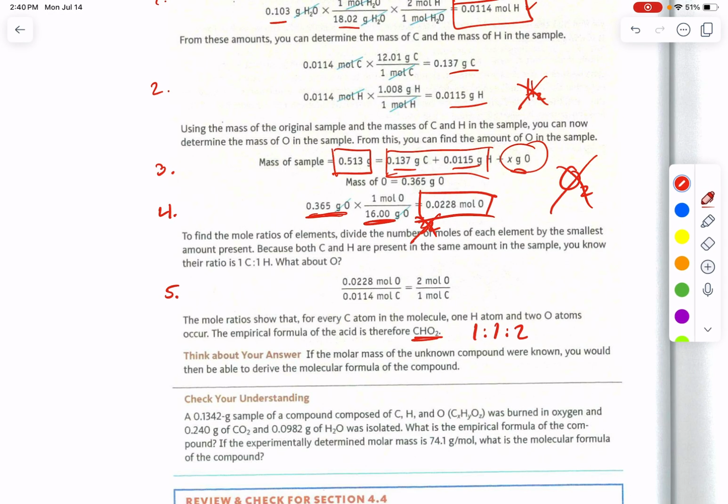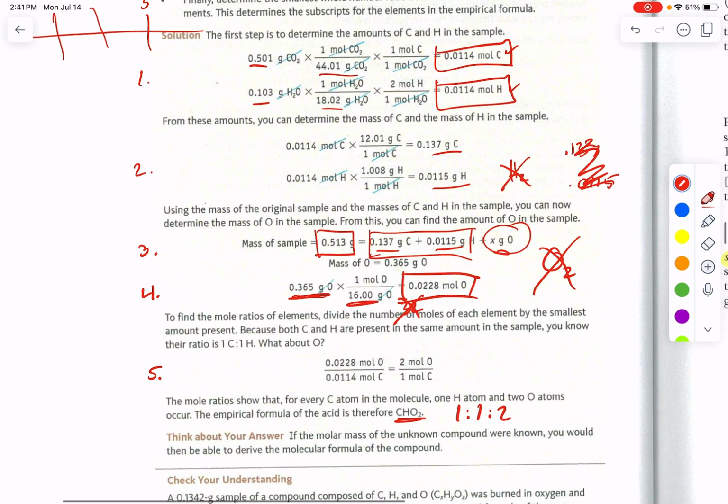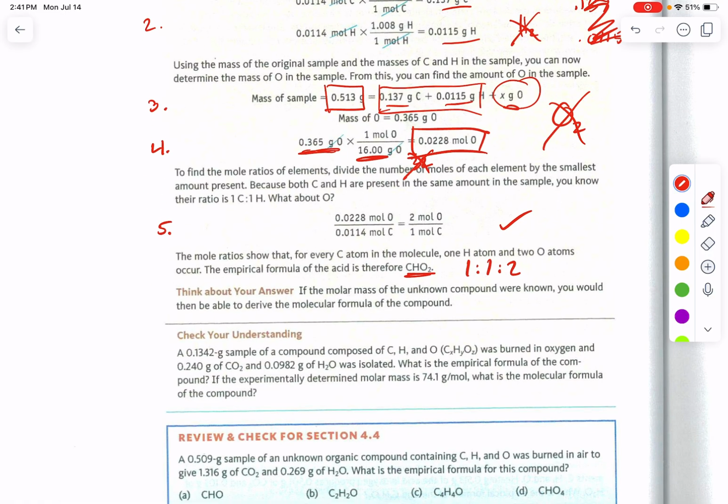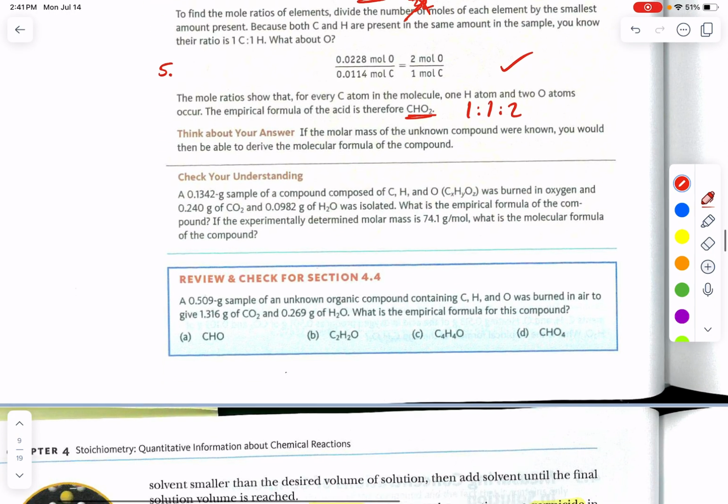So if I were to take my 0.137 and my 0.0115 and my, wait a minute, I don't want to do my grams, I want to do my moles, excuse me. Up here with the moles, you can see my 1:1 ratio of carbon to hydrogen. Down here, you can see my 2:1 ratio of oxygen to carbon. And so my formula is going to be CH, which was a 1:1 ratio, 1:1:2, two oxygens. That's the empirical formula. We would need more information to find the molecular formula.